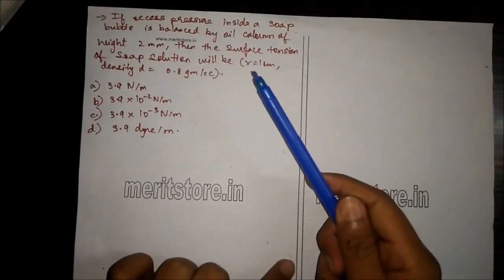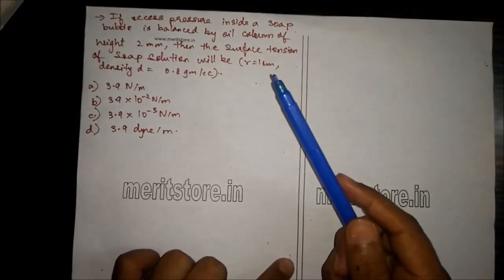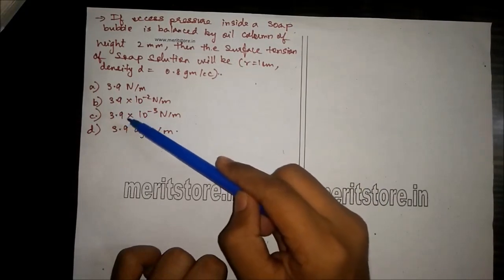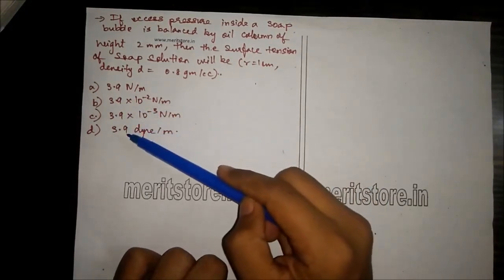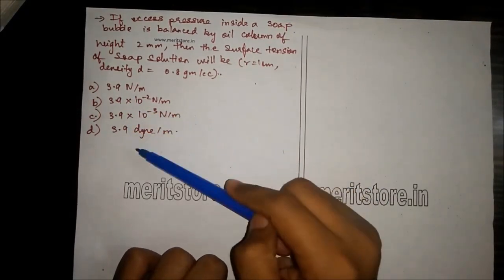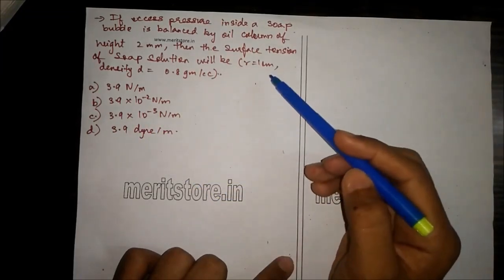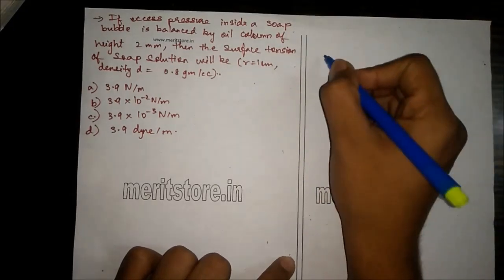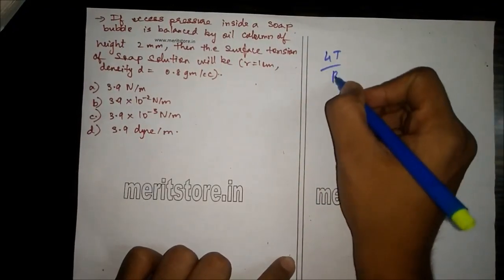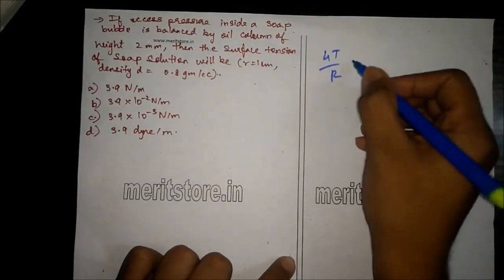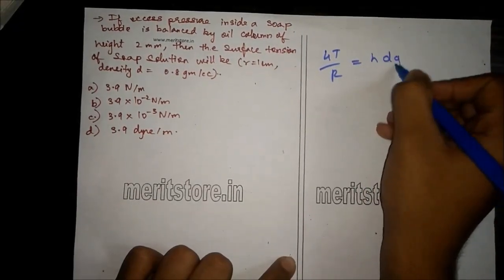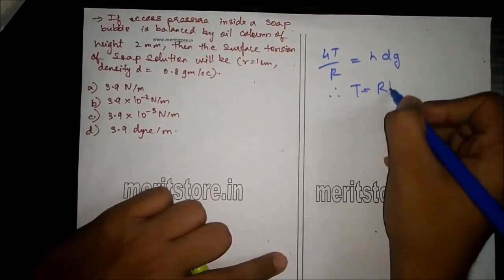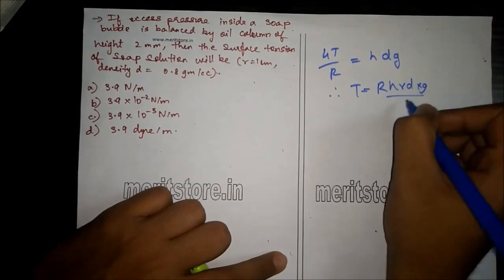If the excess pressure inside a soap bubble is balanced by an oil column of height 2 millimeters, then the surface tension of the soap solution will be 3.9 into 10 raised to minus 2 Newton per meter. Your R is given as 1 centimeter and density d as 0.8 grams per cc. Now the excess pressure is given by 4T upon R, which is equal to h into density into the acceleration due to gravity. Therefore, the tension will be given by R into h into d into g upon 4.